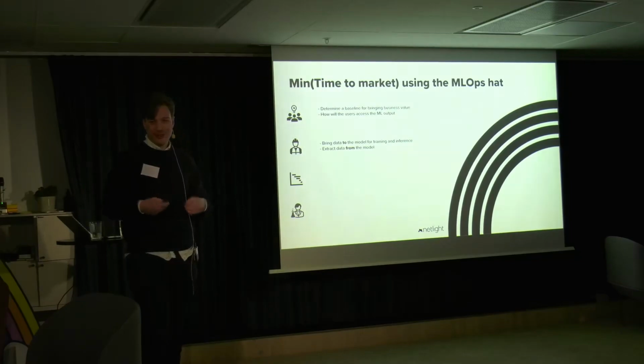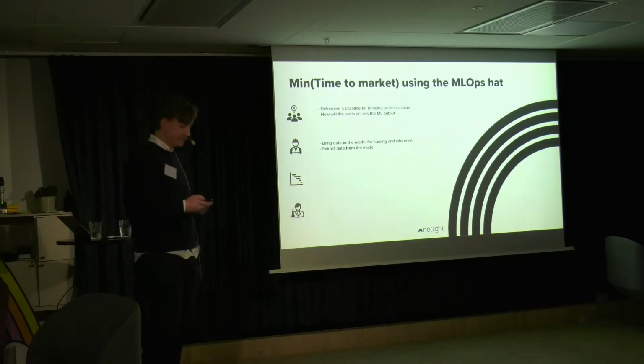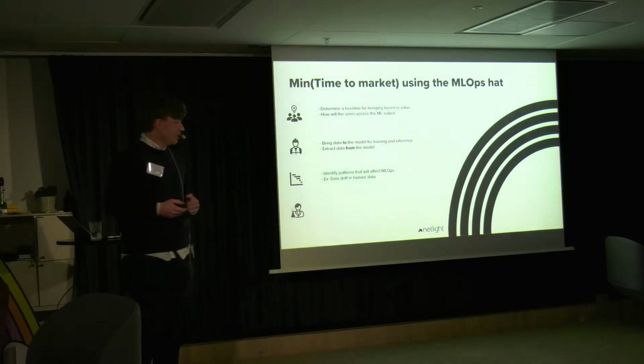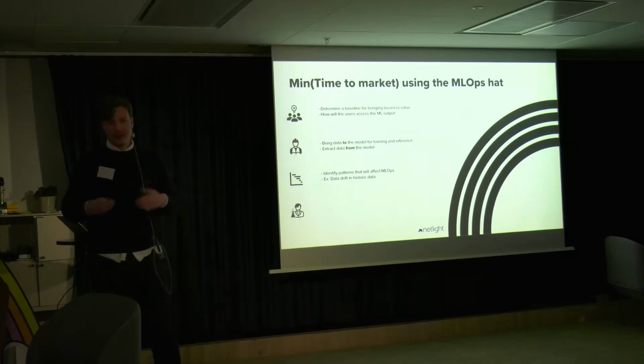These are things you can start thinking about even before your model is deployed and already when you start building your pipelines. When we investigate the data, we can also look for patterns that will affect the way we do MLOps later. As an example, you can start looking at data drift. So you can identify if this is a model that needs to be retrained very often or not that often. These are things you can start identifying early on so you know further down the line when you start working with MLOps if it's something that you need to consider.